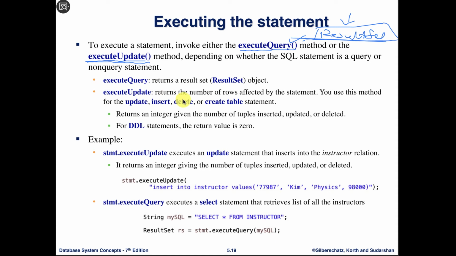Execute update is going to return the number of tuples affected by this statement. If you said, for example, delete star from the relation R, and execute update, how many tuples have been deleted from this relation? For example, 10 or 15, it's going to return 10 or 15. When you insert, for example, one tuple, then the system is going to say 1.